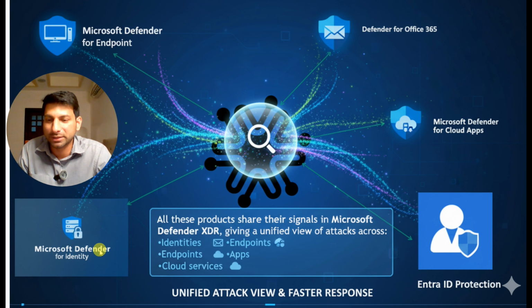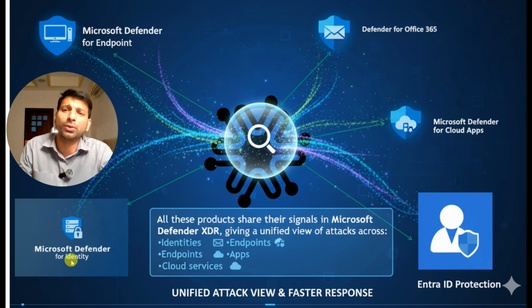Not only the suspicious activities, it collects almost all the signals, and in the central hub it verifies whether it is suspicious or not. So the central hub is the Defender portal, Defender XDR. It's the same for Defender for Cloud Apps, Defender for Cloud, and Entra ID Protection.